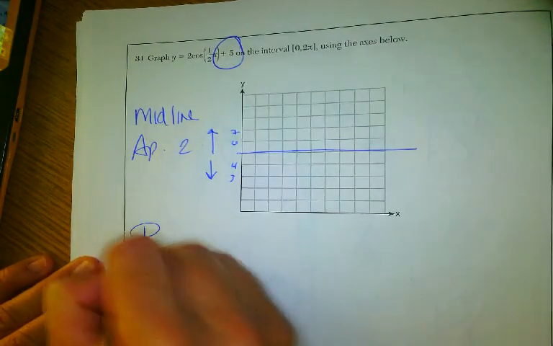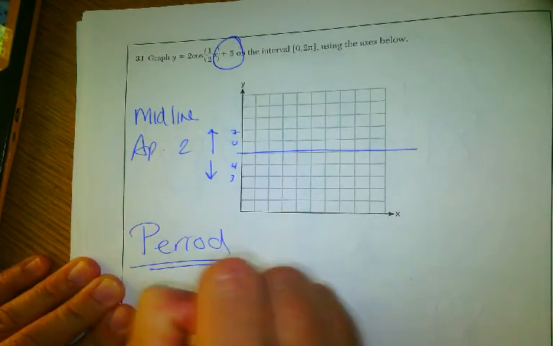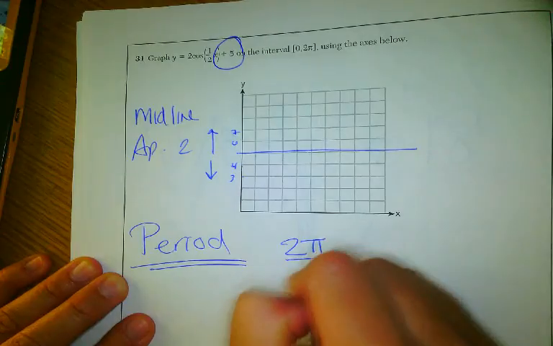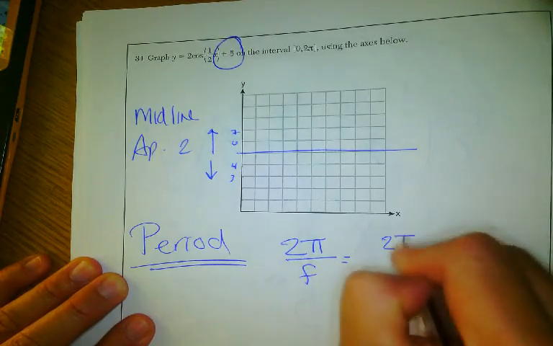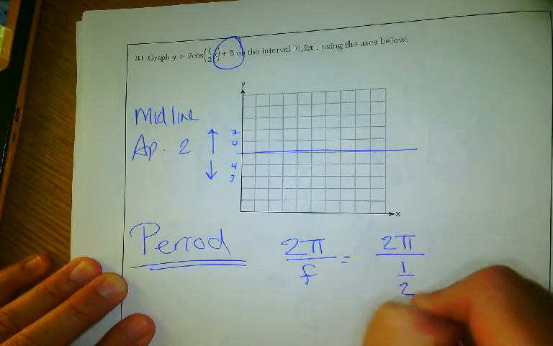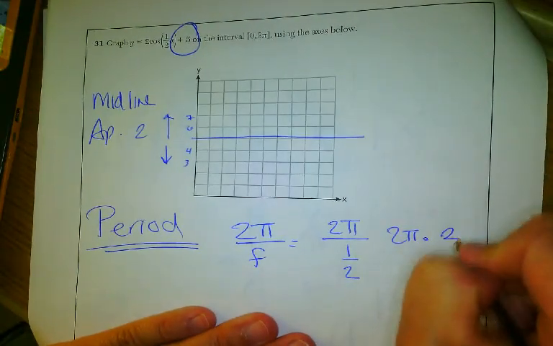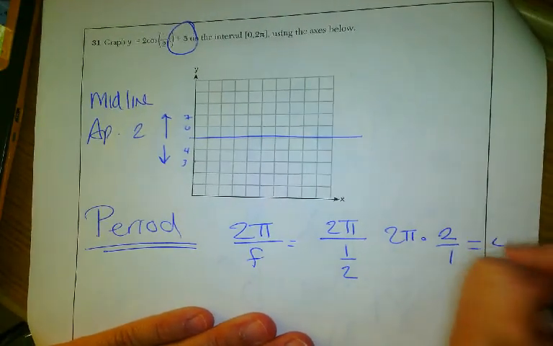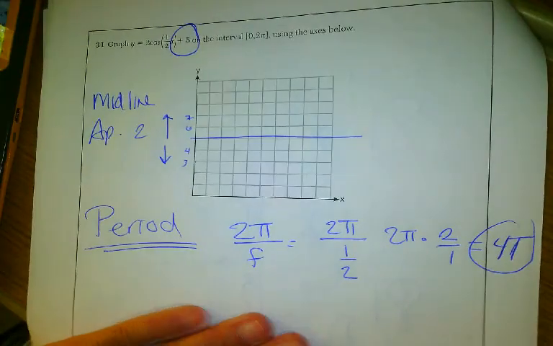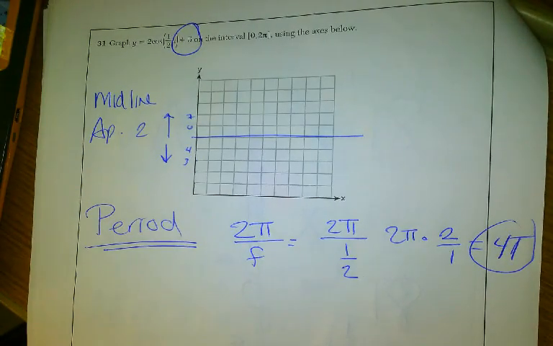Okay, now remember, all of graphing is about period. So it's 2 pi divided by the frequency. So in this case, that's 2 pi divided by 1/2. We do a keep, change, flip. That tells me the period is 4 pi. So I will see one full cycle at 4 pi.